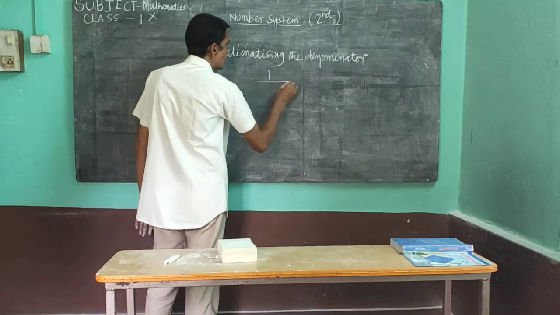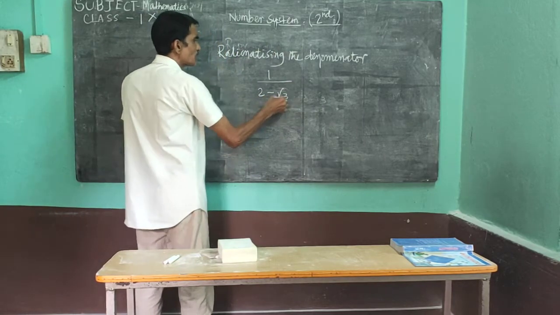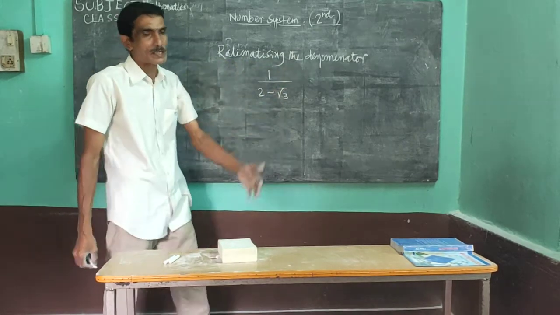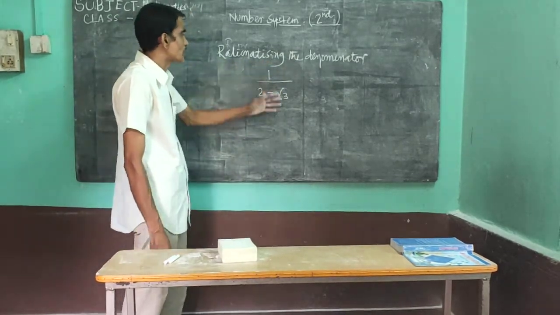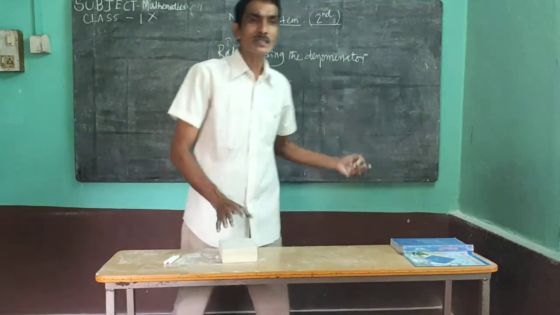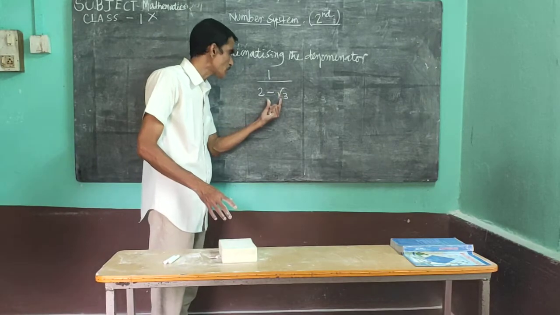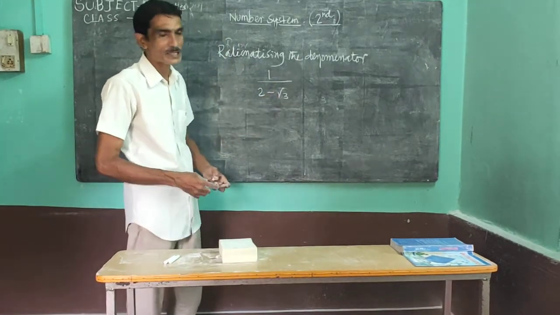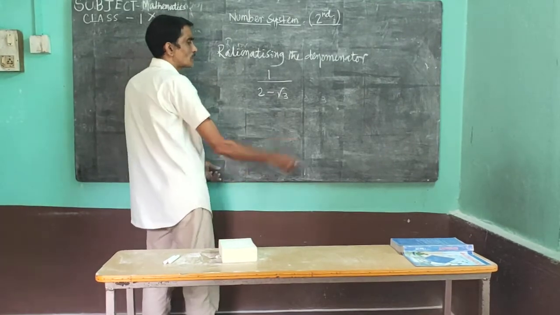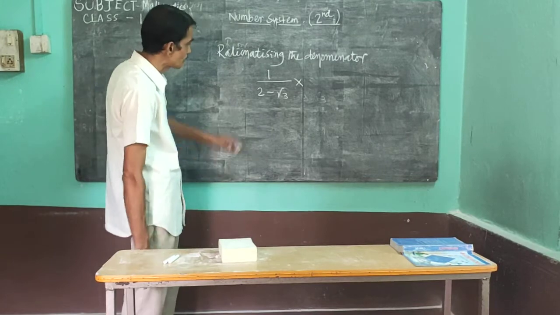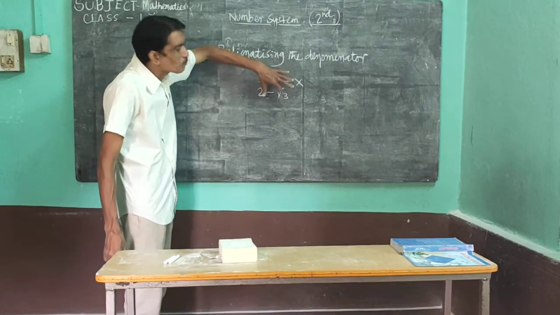For example, 1 upon 2 minus root 3, and in the denominator we have an irrational number, so we have to rationalize it. When irrational numbers are given in the denominator of a fraction, we have to rationalize it. So how to rationalize it? Just multiply by its conjugate. Conjugate means the same numbers with the opposite sign.